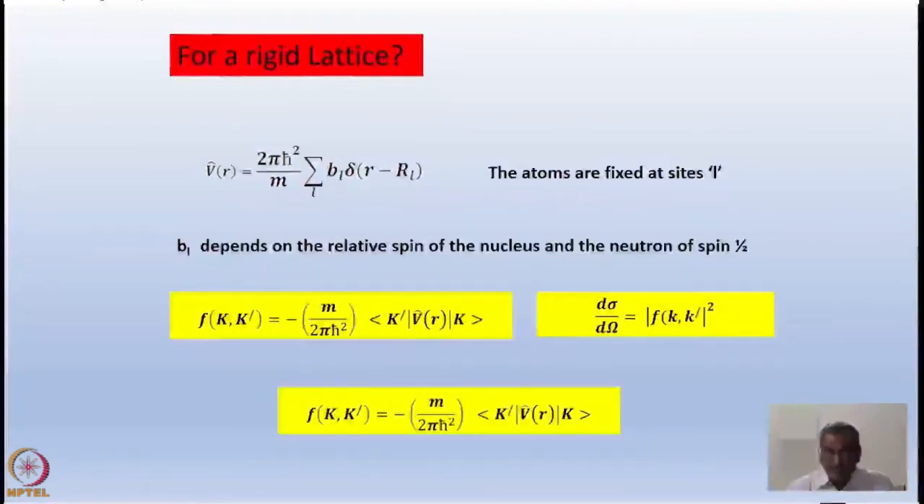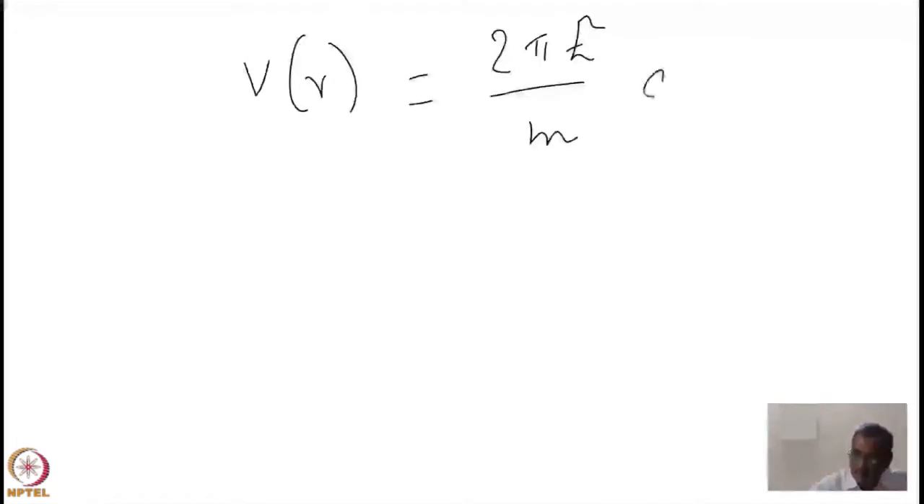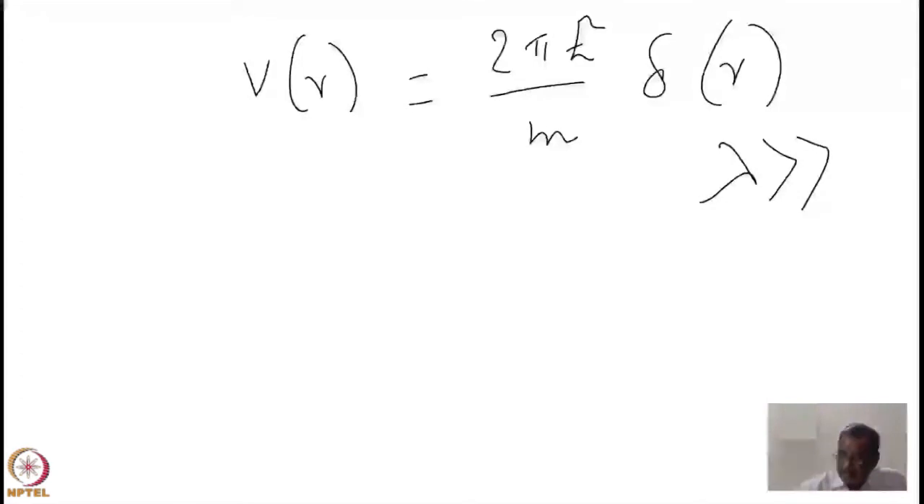I'll come later to what happens when you come to finite temperature. So this rigid lattice, I can consider as a sum of delta function potentials at site R_L, acting with a scattering amplitude b_L with the neutron. Now this delta function justification I had also given. I said that V(r), the scattering potential for a single nucleus, is a delta function, because the nuclear potential is almost infinitely narrow with respect to the wavelength of the neutron. So lambda is much, much greater than the nuclear radius.